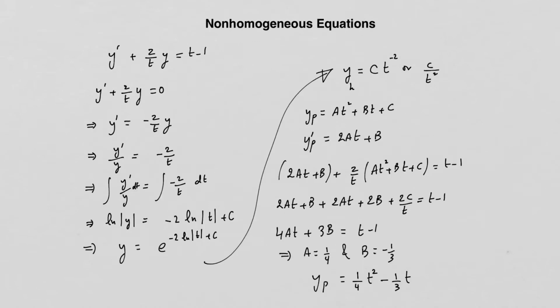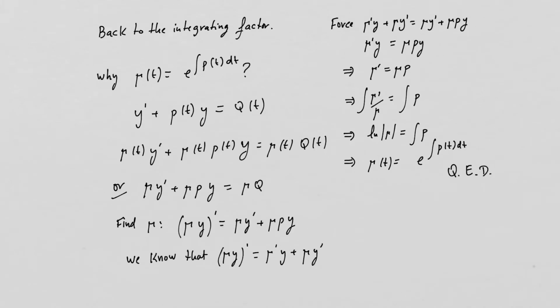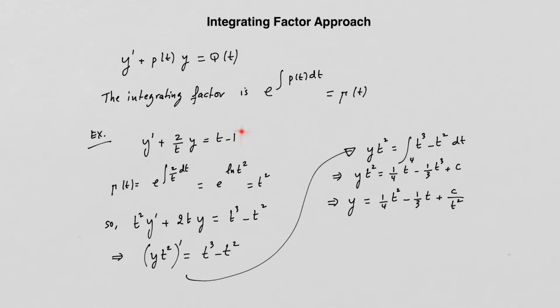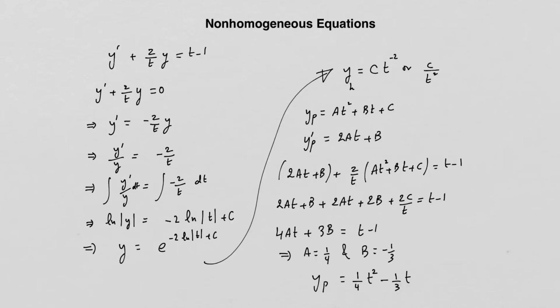So I'm going to skip step 2 for a moment, page 2, and I'm going to go back to why did we choose to multiply this equation by the integrating factor. Where is this coming from?